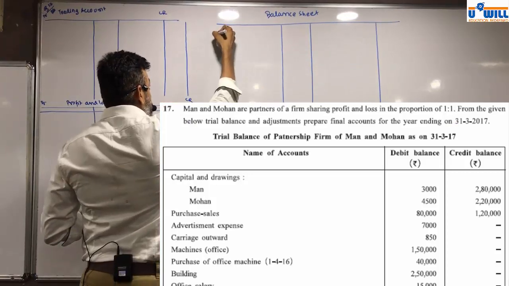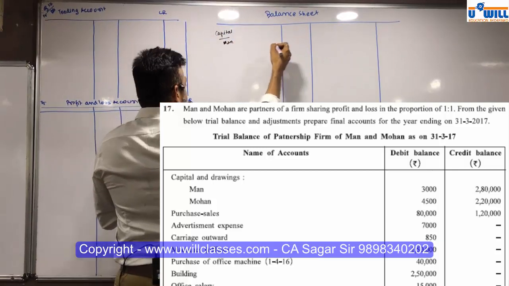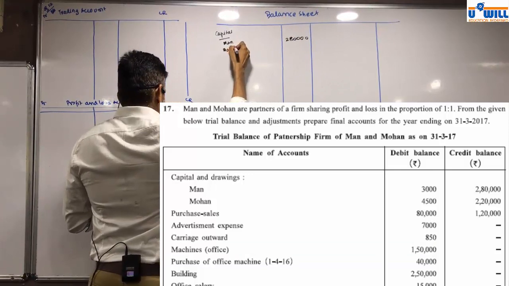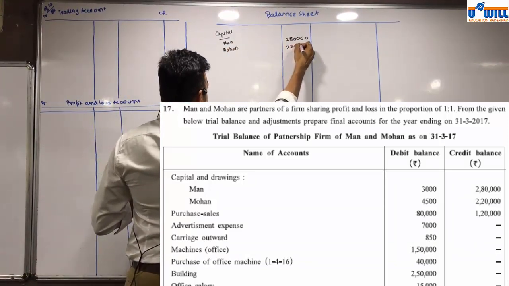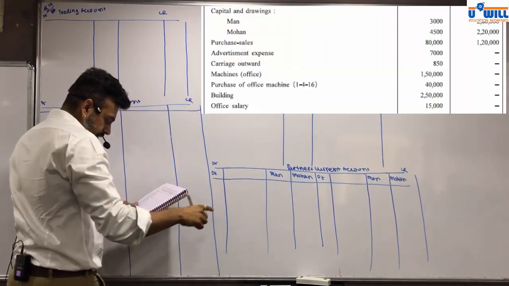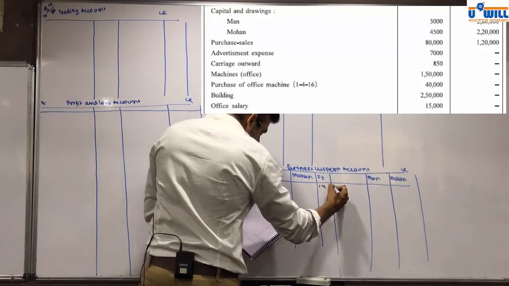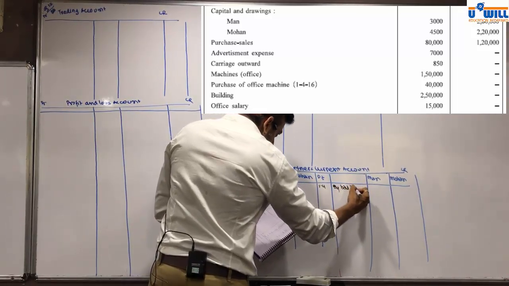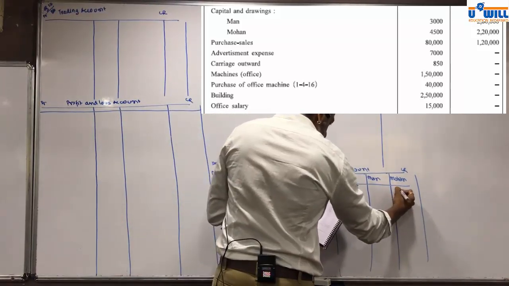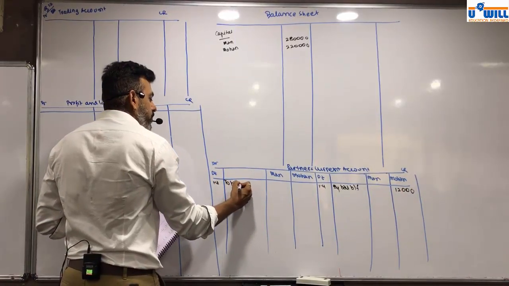Okay, capital as it is. Man 1,280,000. Mohan 2,20,000. Drawings. Now we have current account, we also have debit balance and credit balance. So first let's write it. 1/4, by balance brought forward 12,000. 1/4, to balance brought forward.